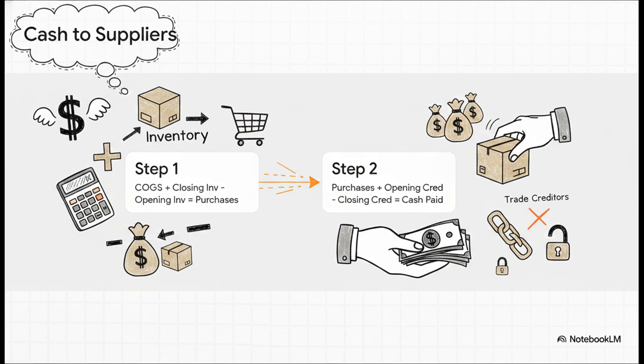But wait, did you actually write a check for all those purchases? Probably not. So step 2, take those purchases, add your opening trade creditors, and subtract your closing trade creditors. That final number, that is the absolute undeniable cash you handed to your suppliers.